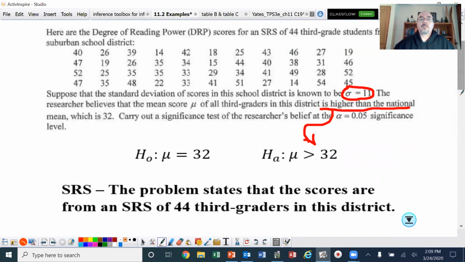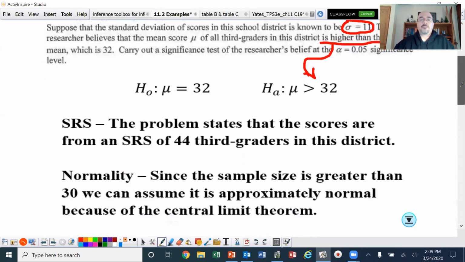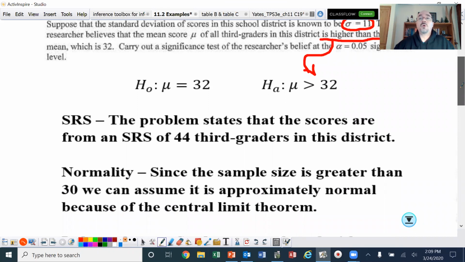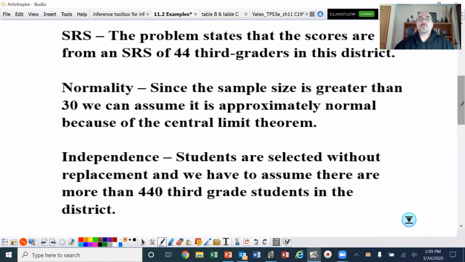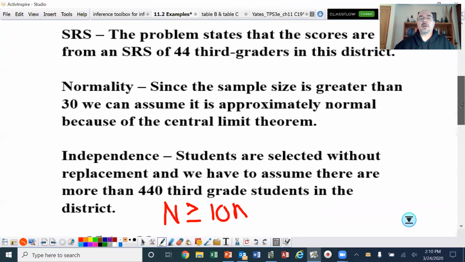All right. Checking for normality. Well, the sample size is large. Since the sample size is greater than 30, we can assume it is approximately normal because of the central limit theorem. Remember, the central limit theorem is only for means, not proportions. Okay, independence. Students are selected without replacement, and we have to assume there are more than 440 third grade students in the district. Remember, we're checking that the population is greater than or equal to 10 times n for independence. Okay, we did our checking.